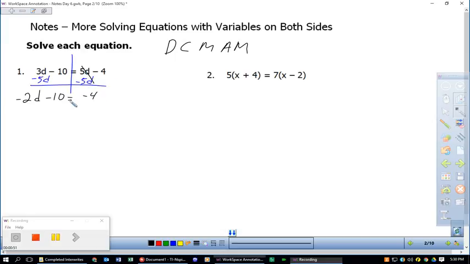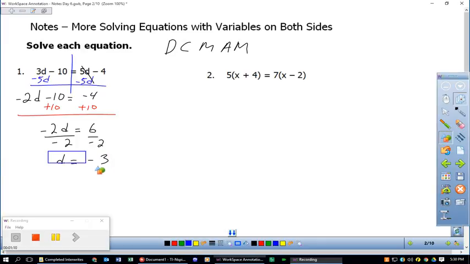They're a zero pair. Add, subtract, we can do that. We're going to add 10 to both sides, which will give us negative 2d equals 6. And then dividing by negative 2, we get d equals negative 3. And there we have it. Remember how you can check this with the calculator. Make sure you're doing that as you go, because these get more complicated.